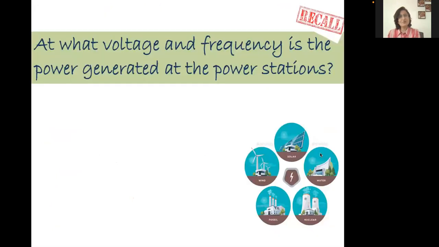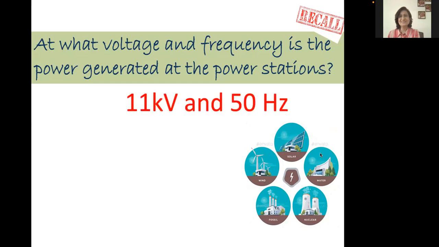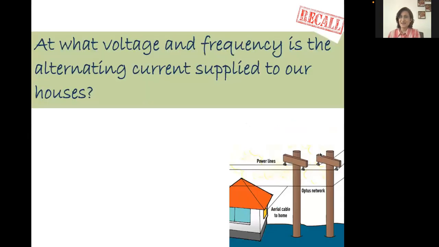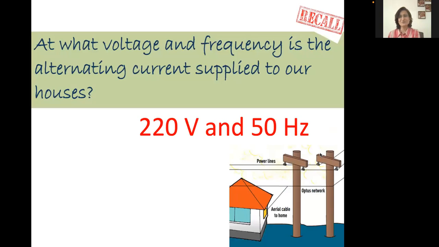Well, let's do a small recap now. At what voltage and frequency is the power generated at the power stations? All right, that's 11 kilovolts and 50 hertz. We have been asked the voltage as well as the frequency. And at homes, what is the voltage and frequency? 220 volts and 50 hertz.